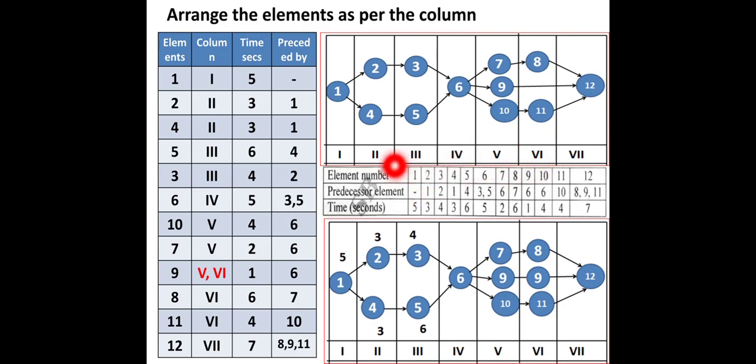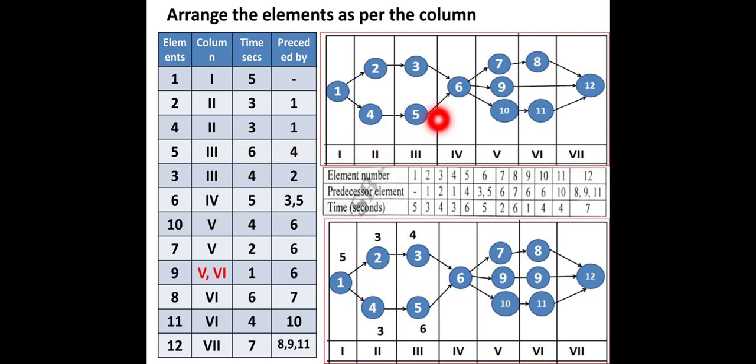Okay, now in column number 2 I have two elements, 2 and 4. In column number 3 again I have two elements, 3 and 5. If you see, in column number 2 both the times are the same, so I have written them as they are. In column number 3 I have element number 3 as 4 seconds and element number 5 as 6 seconds. So we need to arrange it in descending order so that it becomes easy for us while assigning the elements into the workstation. Whichever has maximum time, I have arranged it first.